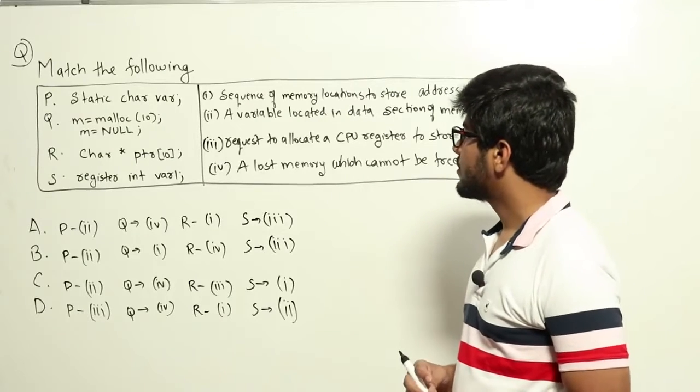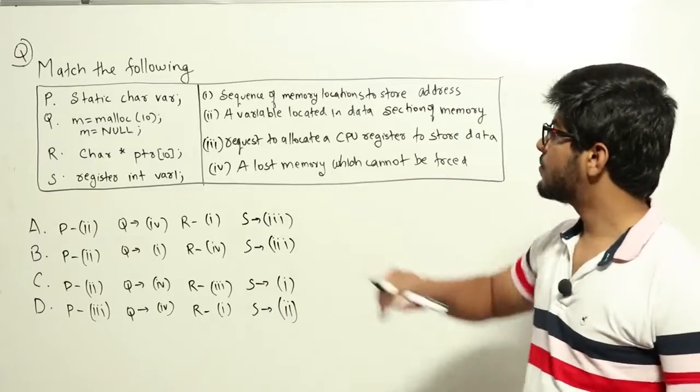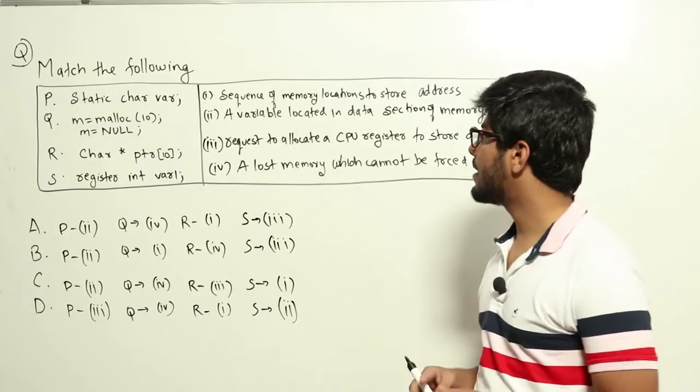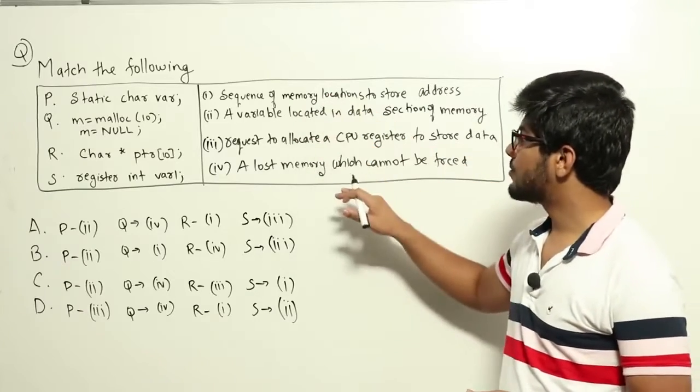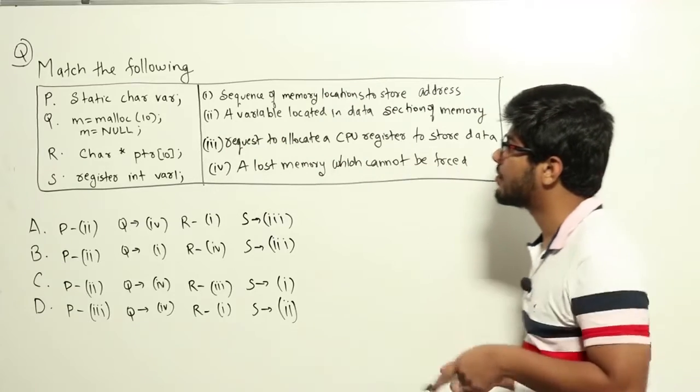Match the following. So this is a C programming question. Here they have given us 4 statements from C program and they have given us 4 meanings as well, and then we need to match the statements to its corresponding meaning. So we will go through these one by one.